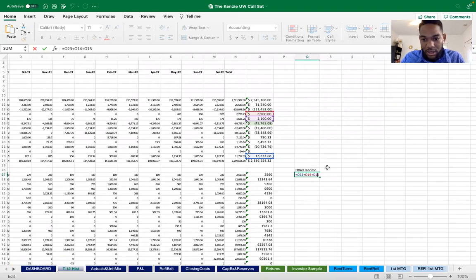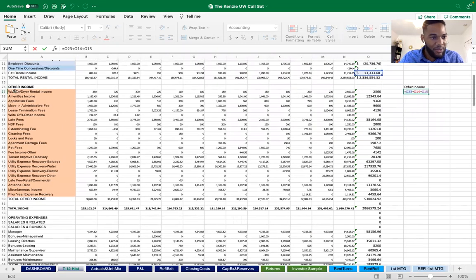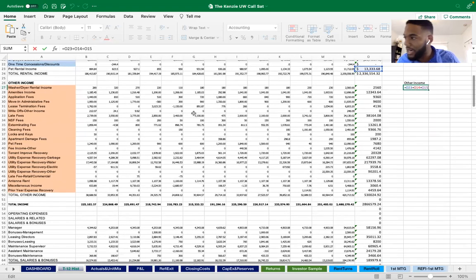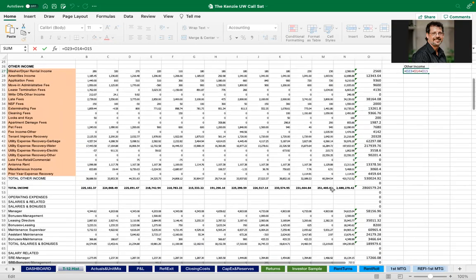I'm trying to see, 1, 2, 3. Is there anything else up here that we would consider? No, that's about it. So that's it for here. Let's go down to line items 27 through 49. What would we consider other income, guys? Line items 27 through 39. I think I said it earlier. It'd be all of it, right? So that would be this right here.